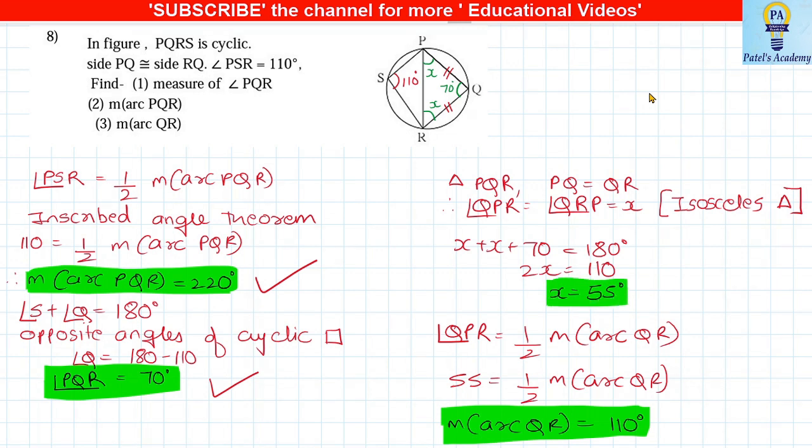Okay, and the question is you have to find out arc QR. Now let me remove everything from the figure. Okay, let me write down the x what we got, 55. I got this angle as 55. Okay, and the question is you have to find out QR. You have to find this angle. Okay, so this angle is going to be the double of the angle, that is 110 degree. Okay, see the calculation.